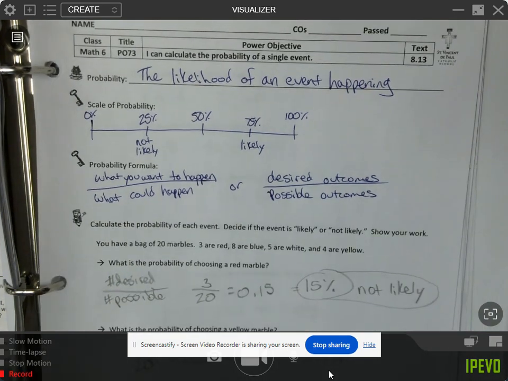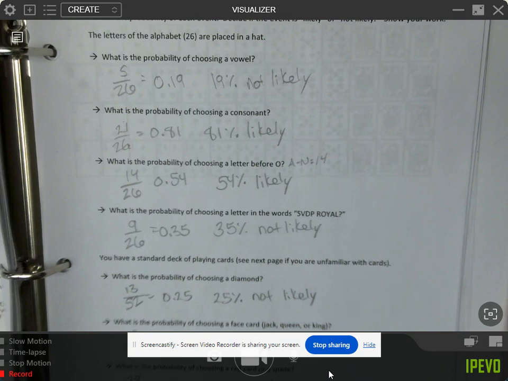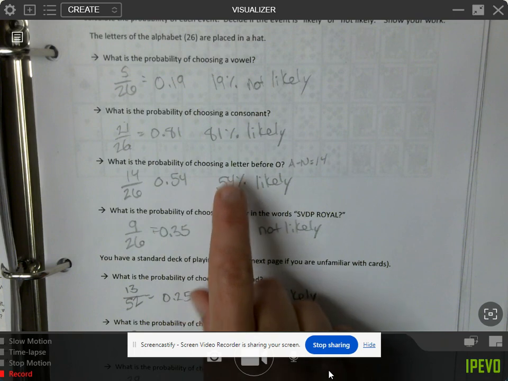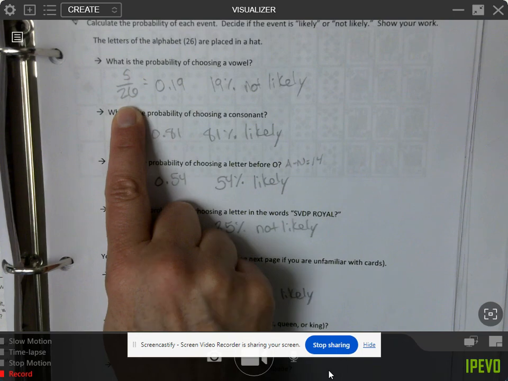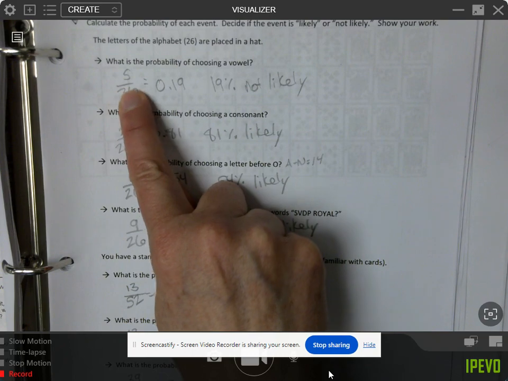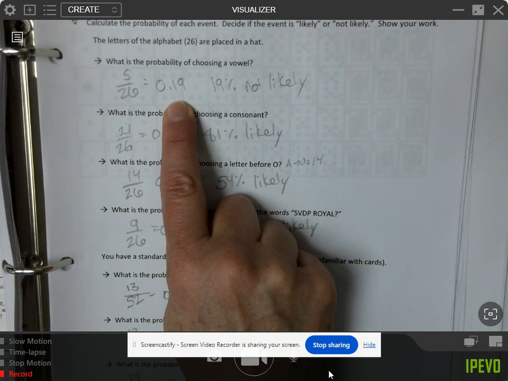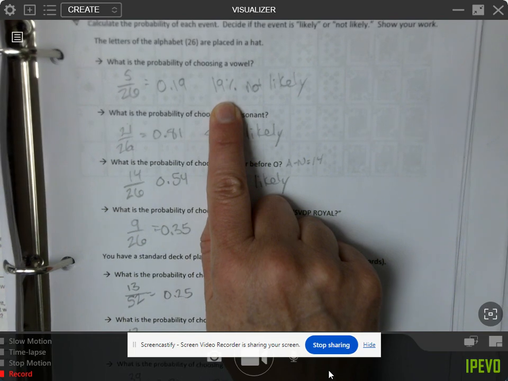So we did the first page together. So let's look at our second page. What is the probability of choosing a vowel? We talked about how vowels, there are 5 in the alphabet because we didn't want that sometimes Y. We wanted the 5 regular vowels, A, E, I, O, U, out of 26. So we make our fraction. Then that fraction bar means we're dividing. We find our decimal. So it's 0.19. We take that 0.19 and turn it into our percentage, which is 19%.